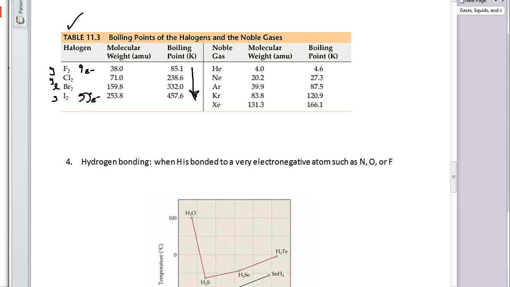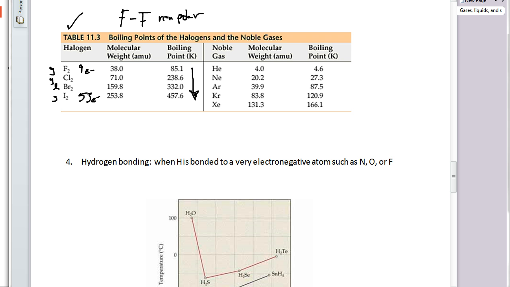And we have to think about this as well. If we look back to fluorine, fluorine is a nonpolar molecule. So it can't have an ion dipole. It can't have a dipole because it's nonpolar. So the only thing it can have is London dispersion forces.